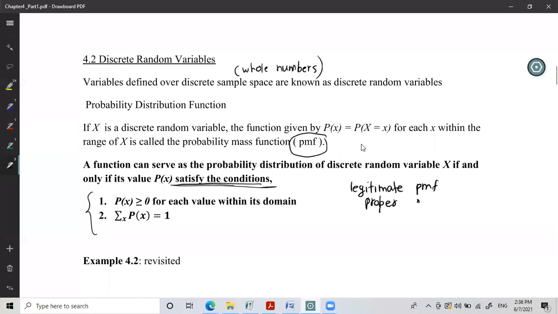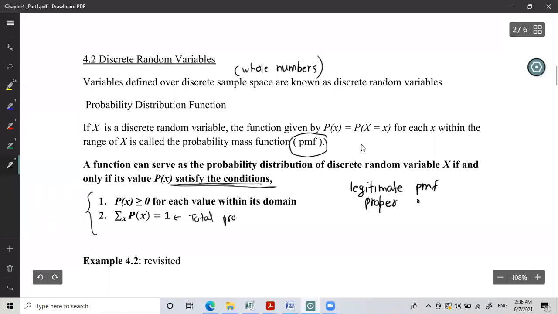So what are those two conditions? All the probability values should be greater than or equal to 0. You cannot have negative values. That's obvious because these are probabilities. And then if you add up these Px's, they should add up to 1. This is the total probability.